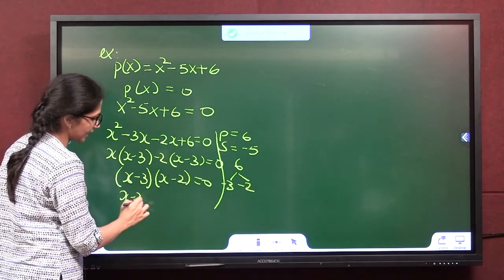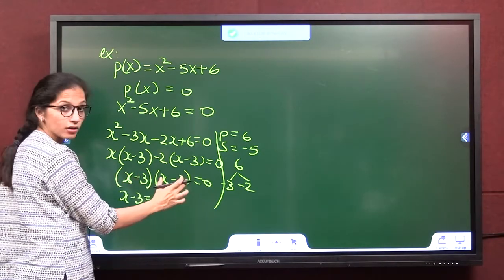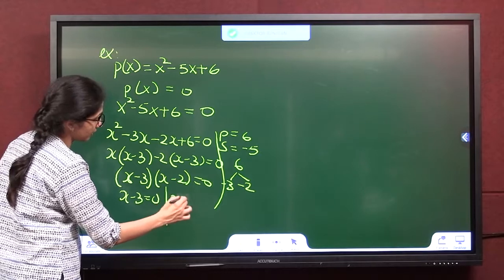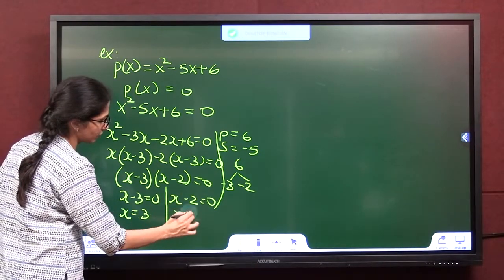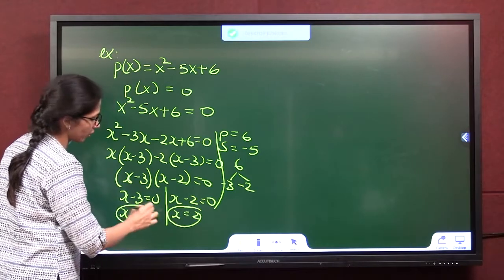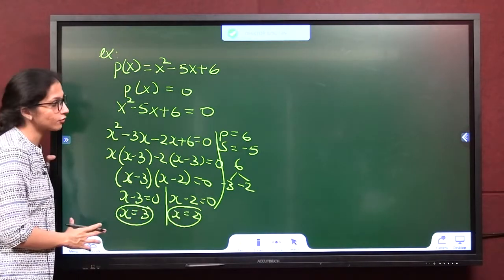So that means x minus 3 can be 0. Either this can be 0 or this can be 0 or both can be 0. So find the value x equals 3, x equals 2. Therefore the zeros of the polynomial are 3 and 2.